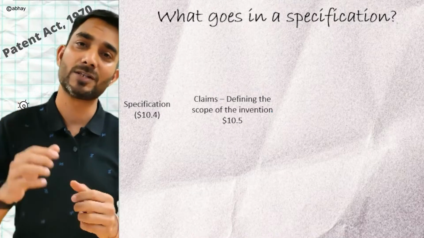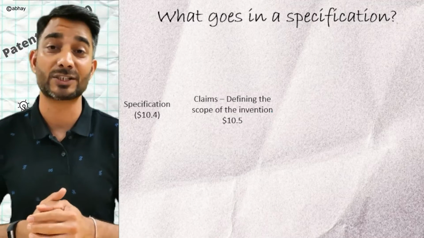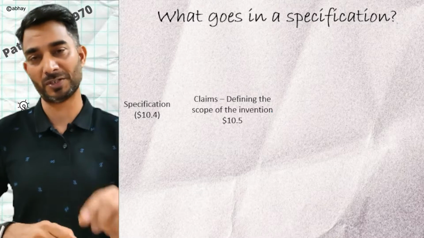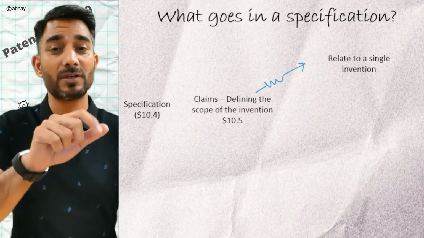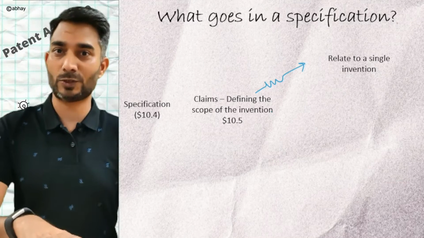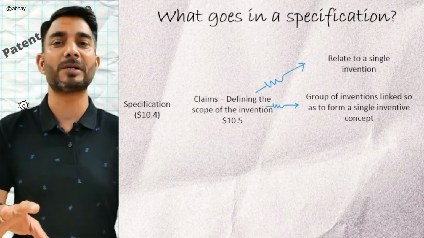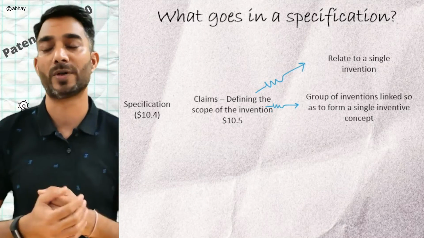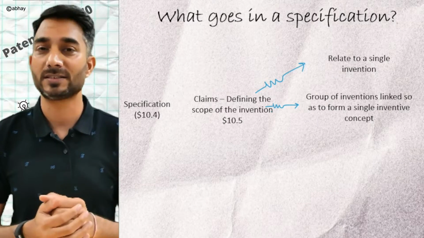Now moving back to the requirement as taught by section 7.1. Every application should be for one invention only. Therefore, every claim should relate to a single invention. In case of multiple inventions, all these multiple inventions should be linked by a single innovative concept. This is known as the unity of invention.